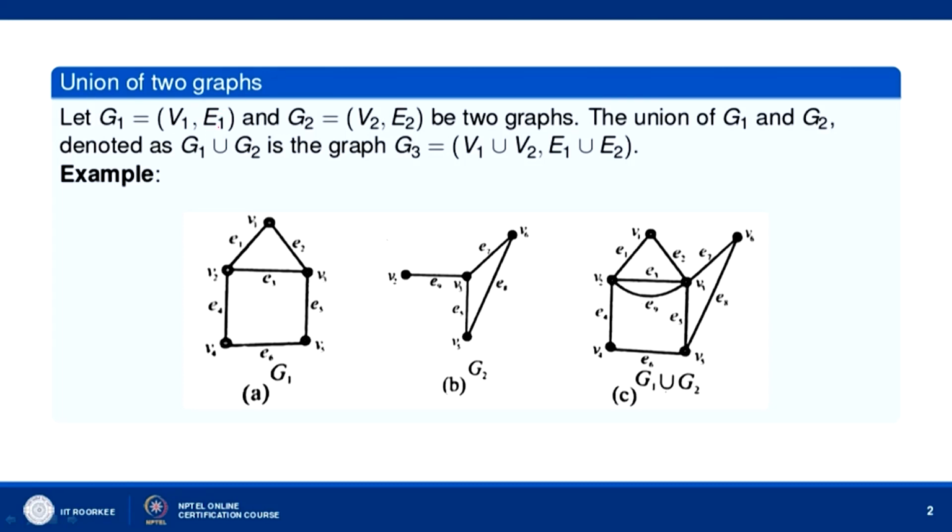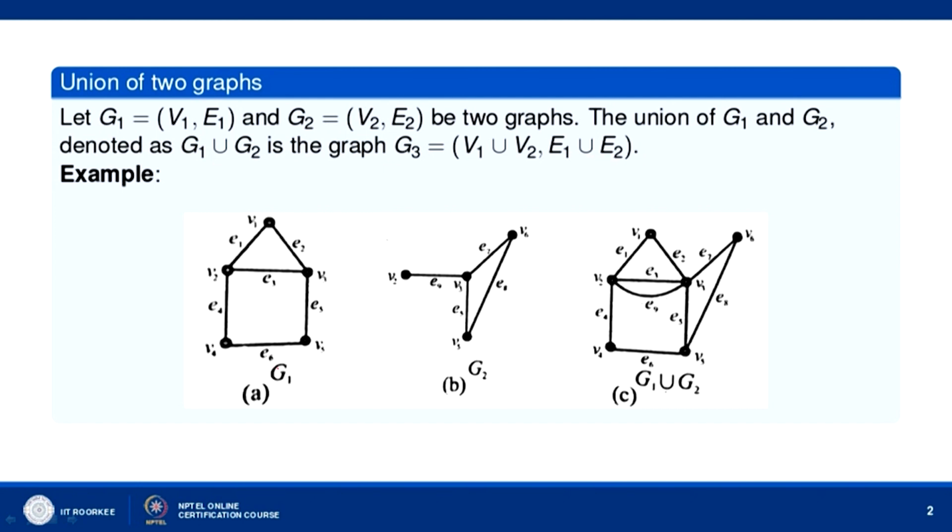Let G1 be equal to (V1, E1), G2 equal to (V2, E2). Then the union of G1 and G2, denoted by G1 union G2, is the graph G3, which is the union of the vertices of V1 and V2 and the union of the edges of E1 and E2. So, the vertices of G3 are the union of the vertices of V1 and V2, and the edges of G3 are the union of the edges of E1 and E2.